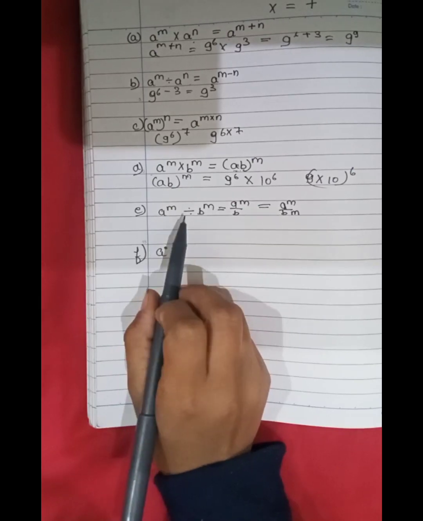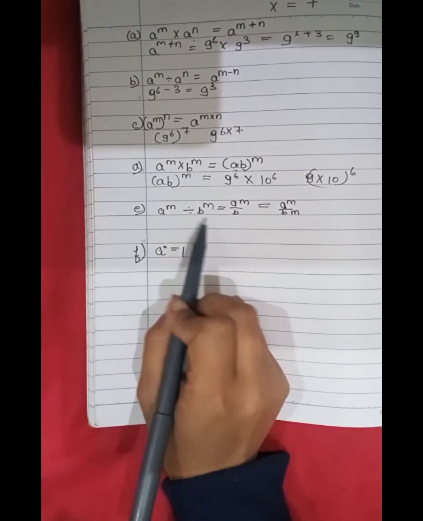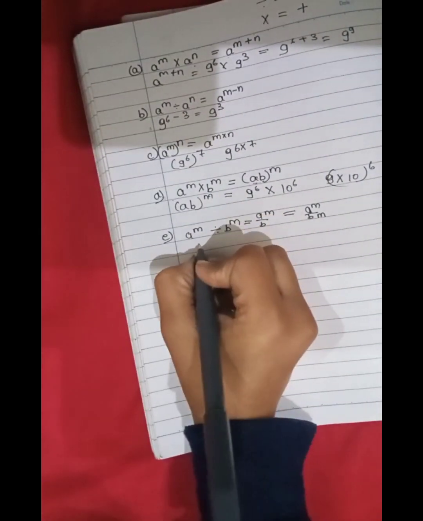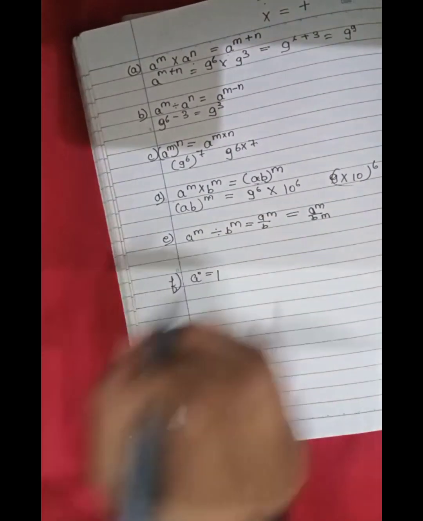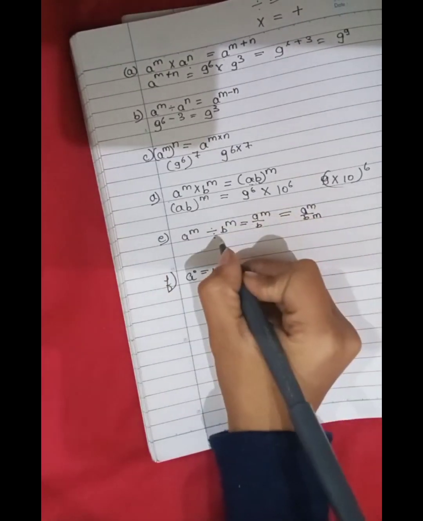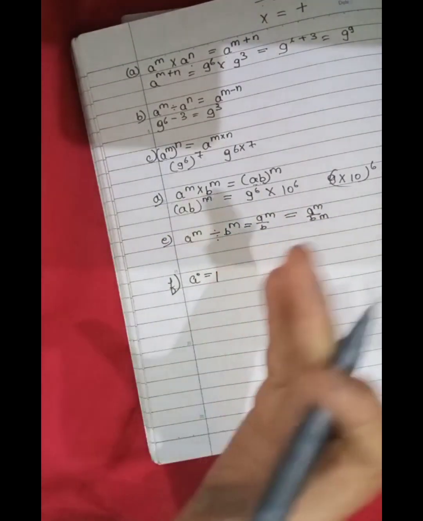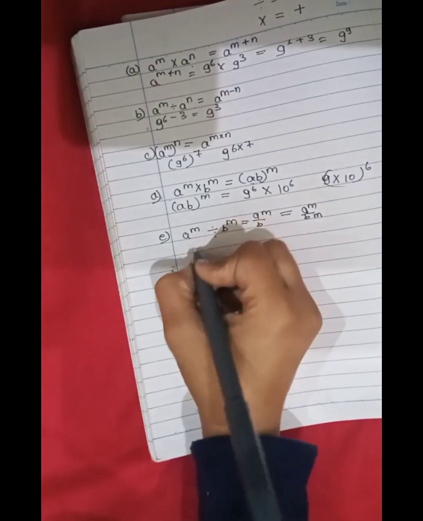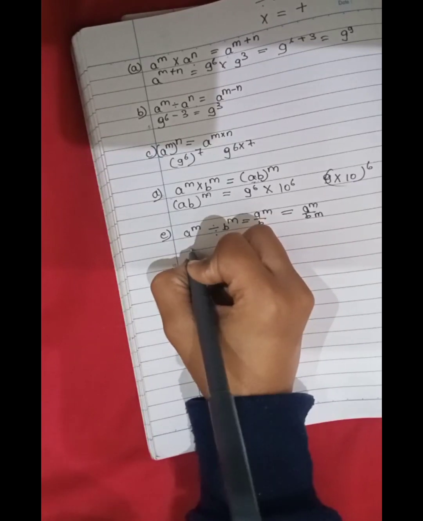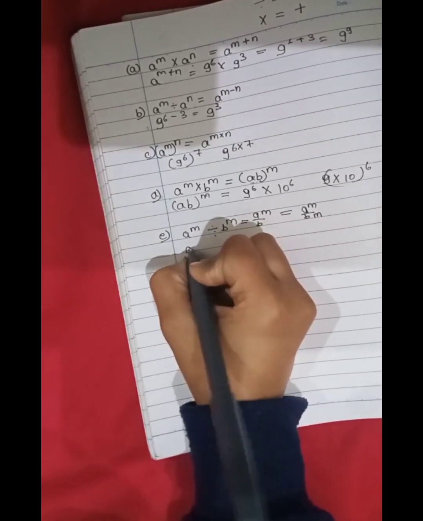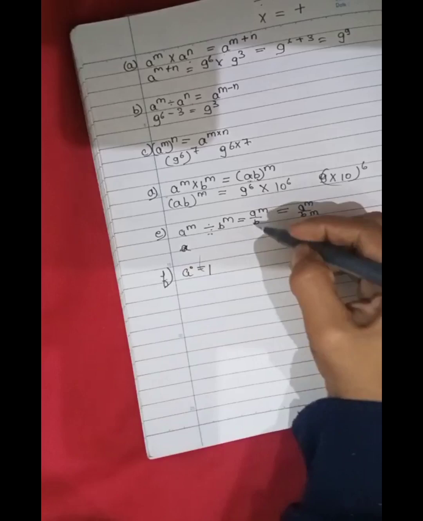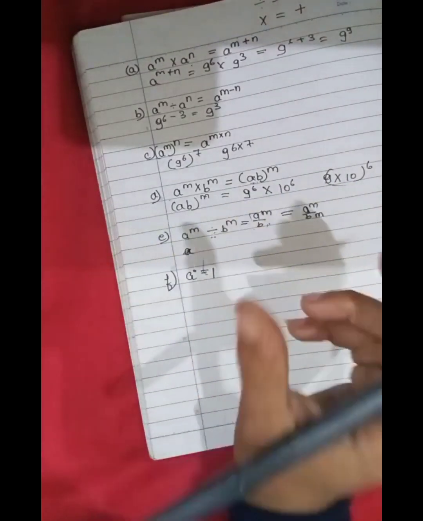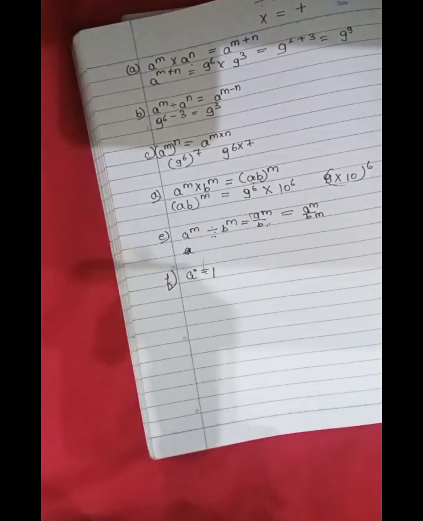Then next is a raised to power m divided by b raised to the power m. Like our question is, here we have similar powers and they are divided. Let me tell you how we will solve it. Like here is a divide, so we have to cancel. This is a basic concept we have to do.